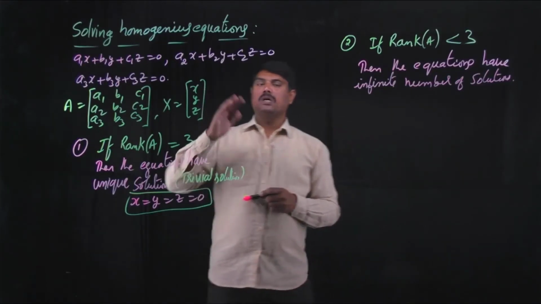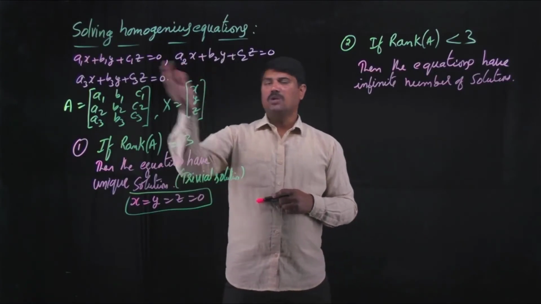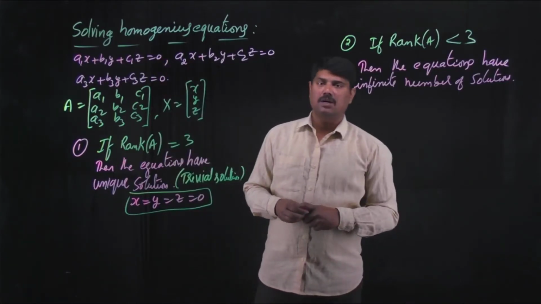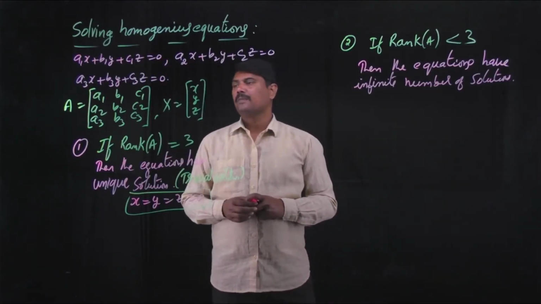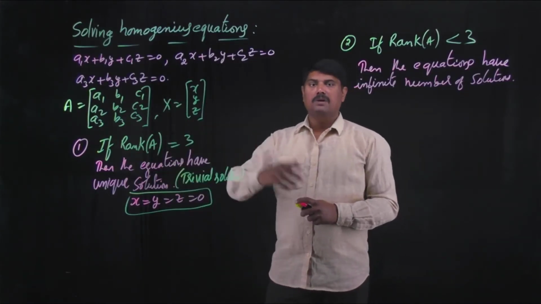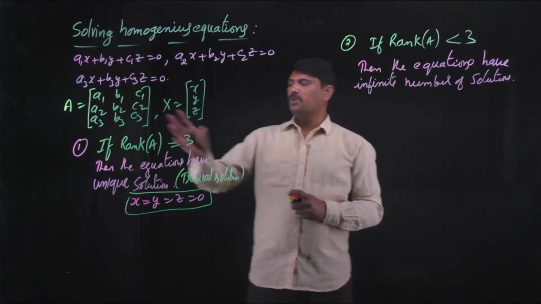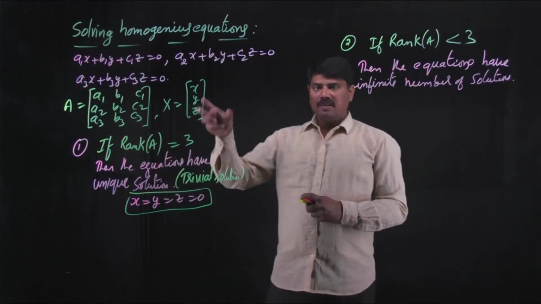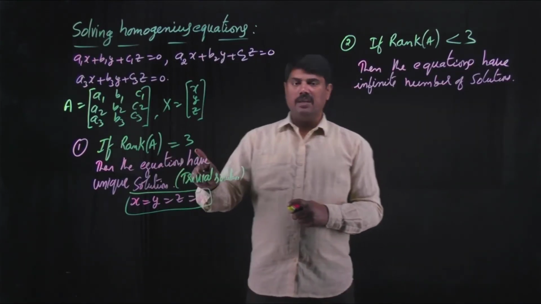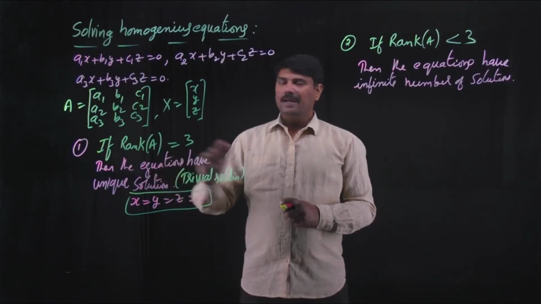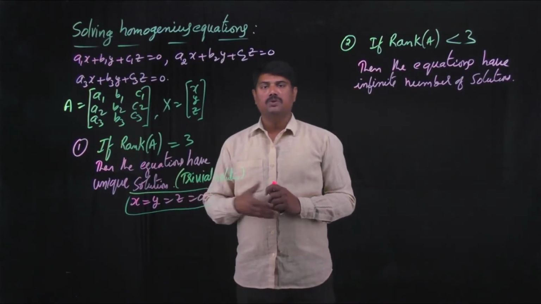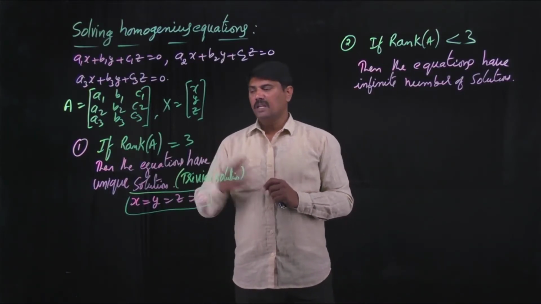Homogeneous and non-homogeneous only differ with constants, whereas non-homogeneous equations consist of constants as RHS values, some non-zero numbers. In homogeneous equations, all constants become 0. That's why the fourth column of the augmented matrix will become completely 0. So you need to consider only the coefficient matrix, which decides the solution of the given equations. If rank of A is 3, then the equations have a trivial solution. Remember that one, x = 0, y = 0, z = 0. That is the only possible solution if the rank of A is 3.